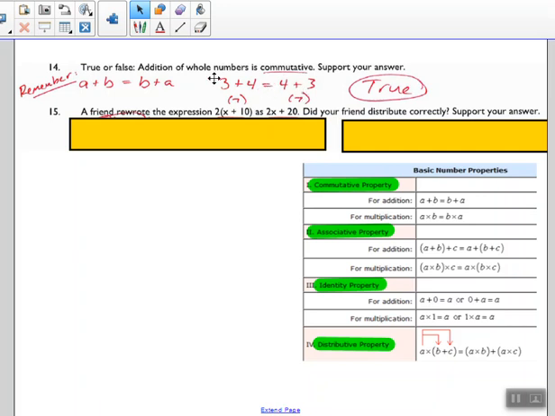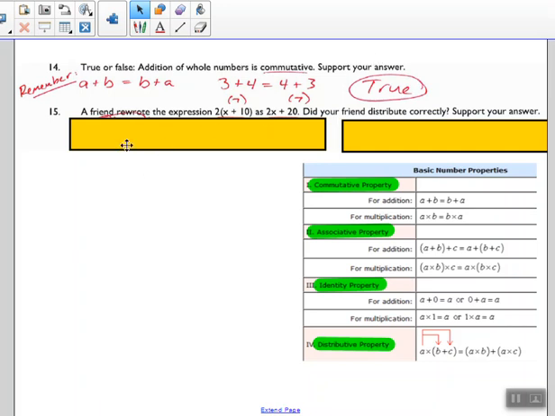So again, this is a problem that you need to be prepared for how it could look different on a test. Maybe they say subtraction of whole numbers is commutative. And if they said that, that'd be false because I can't switch my numbers with subtraction and still get the same answer. So as it's worded right here, it is true.